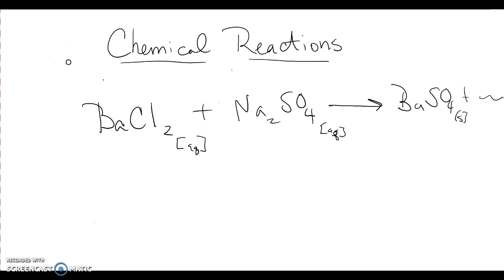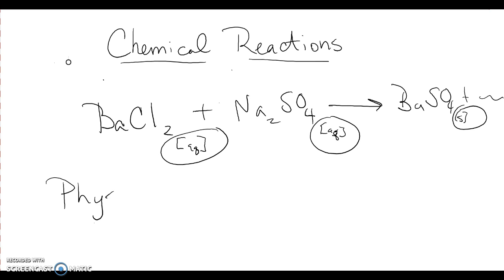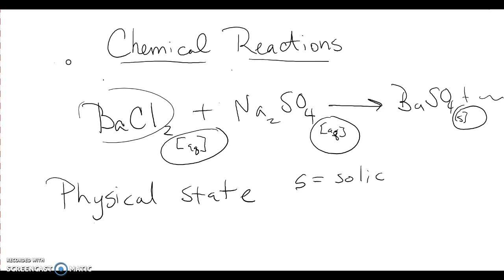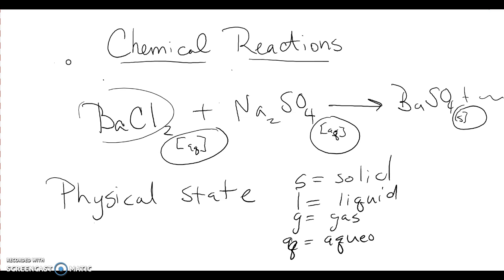Okay, and what I want you to know are what these are. These are the physical state of those compounds. What is this compound actually? What is its physical state? And there are 4 physical states you need to make sure you know, and they're pretty self-explanatory. An S means it's a solid. L means it's a liquid. G means it's a gas. And this AQ means it's aqueous.